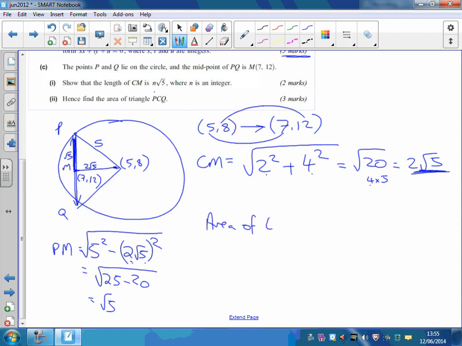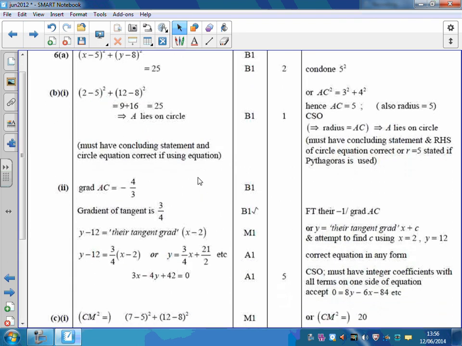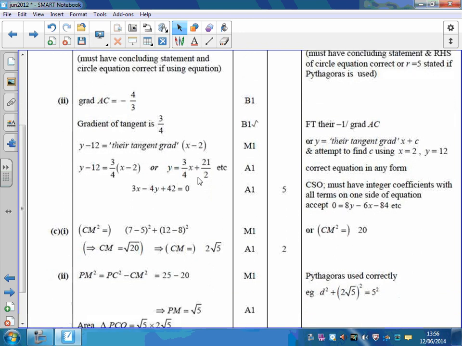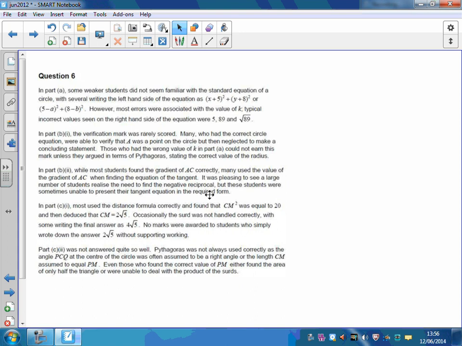Area of triangle is a half times this distance here, which is 2 root 5, times the height, which is that one there, another 2 root 5. Well, what are we getting there? 2 times 2 is 4, half of 4 is 2, 2 times 5 is 10. And that's the area of that triangle. Here's the answer: 10. Good. And here's the mark scheme. Here's the examiner's report.